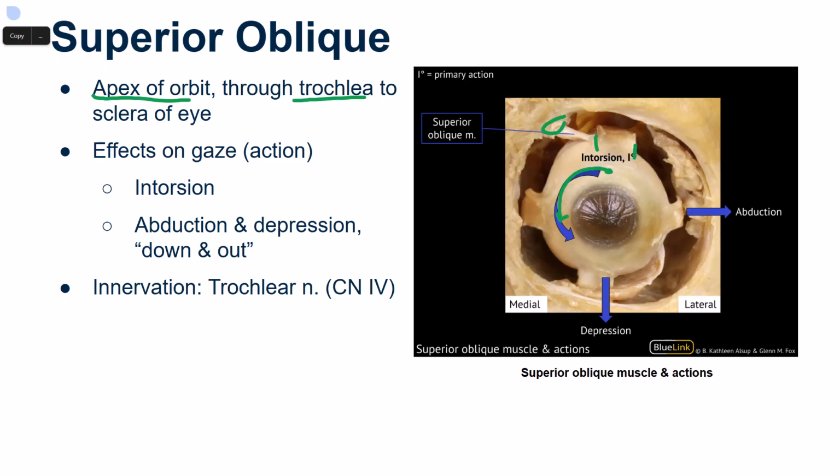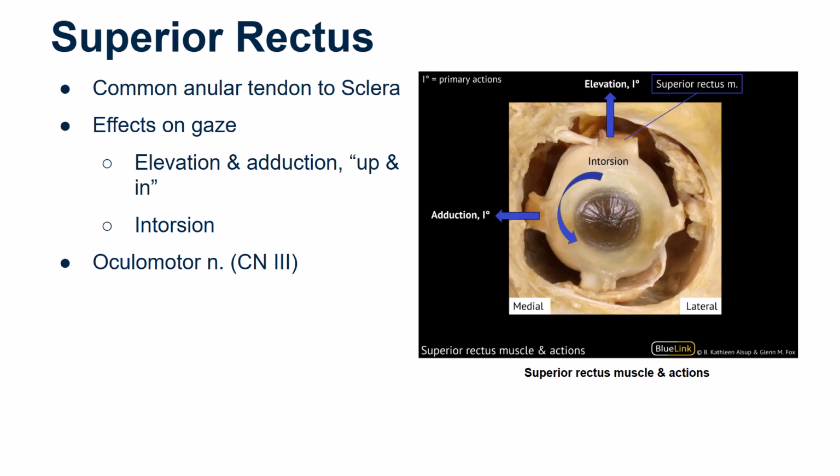rotation. The superior oblique also has secondary actions of abduction, so moving outward, and depression. Oftentimes, you'll hear this referred to as down and out, colloquially. The superior oblique is innervated by cranial nerve 4 or the trochlear nerve, which you can relate the trochlea of its tendinous pathway to the trochlear nerve. And it is the only extraocular muscle innervated by the trochlear nerve.